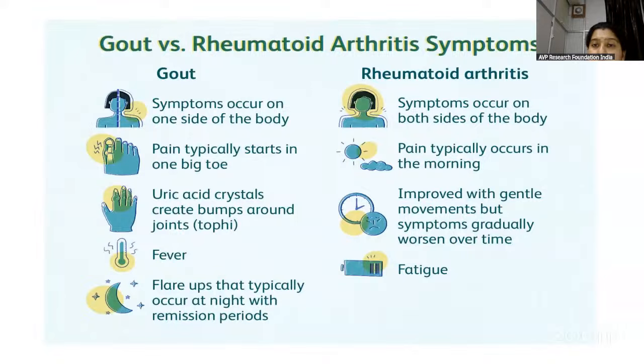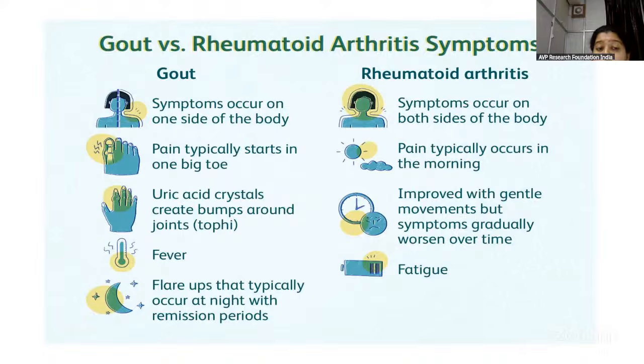Now, gout versus rheumatoid arthritis. What are the symptoms which distinguish between gout and rheumatoid arthritis? In gout, as we have seen, it usually affects one side of the body. In rheumatoid arthritis, symptoms can be seen on both sides of the body. In gout, the pain typically starts at night, whereas in rheumatoid arthritis, morning stiffness is a typical symptom. In gout, uric acid crystal accumulation can be seen, which is known as tophi. In rheumatoid arthritis, no such symptoms can be seen.